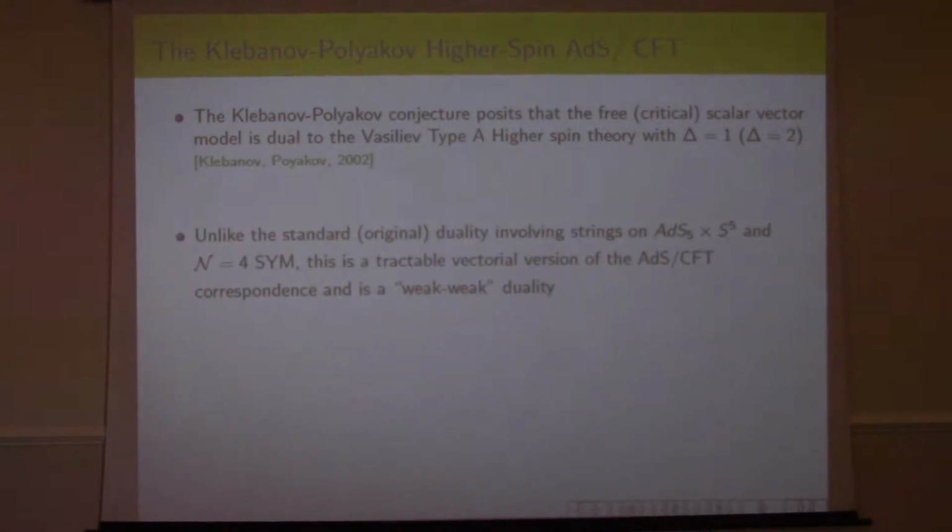Now, this goes back to what Prof. Ferrari was saying during the school. Vector models are relatively very simple. So what we want is a tractable version of the AdS/CFT correspondence, and this gives us such an example. Another thing is that, unlike the standard AdS/CFT, this is a weak kind of duality.